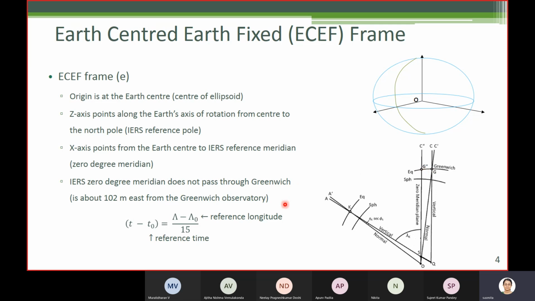Okay. This is a pictorial representation. So actually, it is 102 meters east from the Greenwich Observatory. Any question? So have you understood why the 0 degree reference meridian is not over Greenwich? It is off from Greenwich.